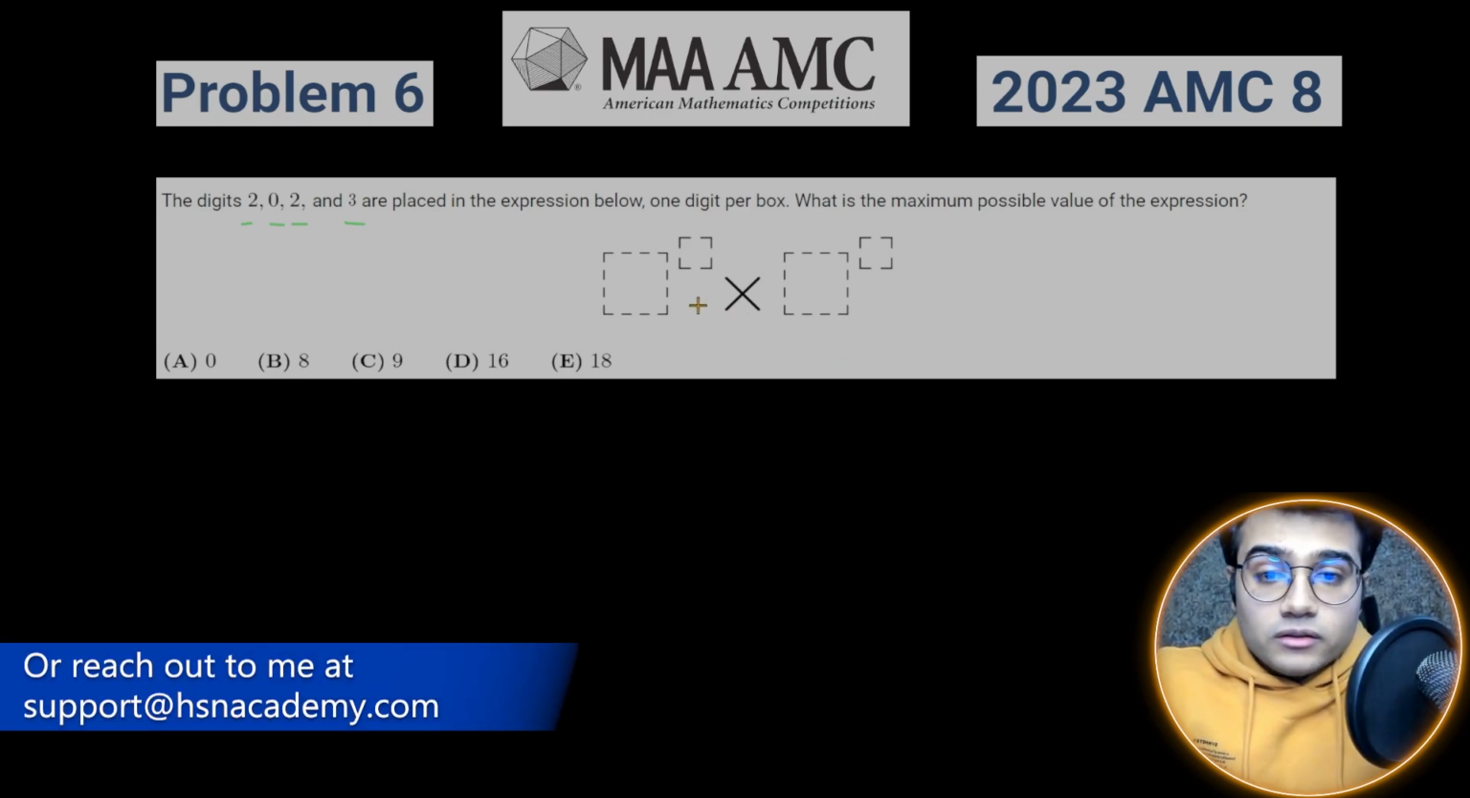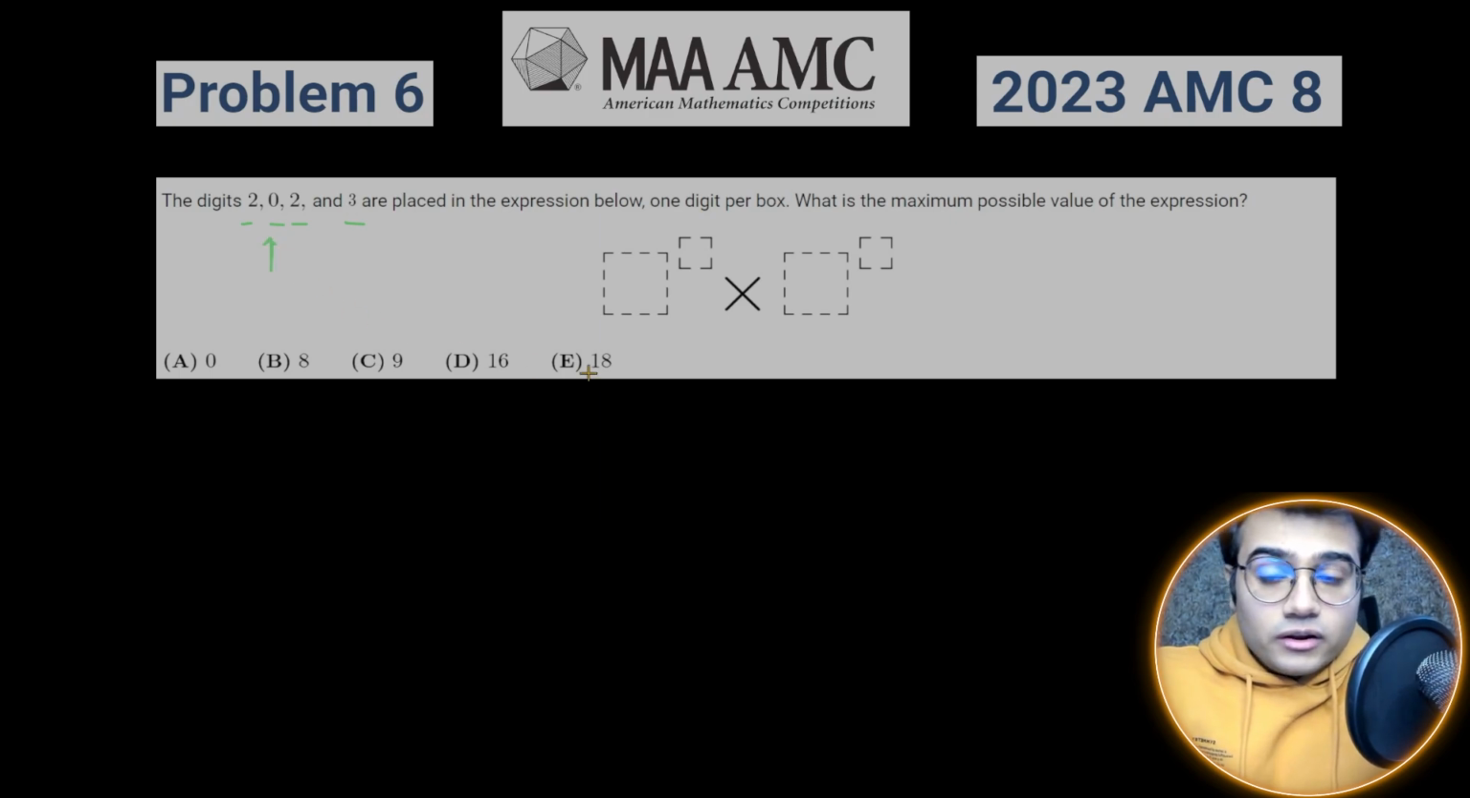So since we have a 0 here and we can't place a 0 in the base, because that will make the whole expression 0. So therefore, the 0 must go in one of these. Now, anything raised to power 0 is 1. So we want this number to be the smallest possible. So let's make this a 2. So this will become 2 raised to power 0. That's 1.